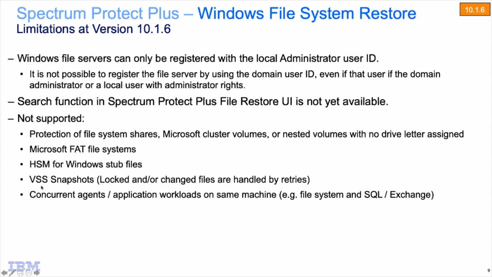I also want to mention how locked and or changed files are dealt with in the Windows File System backup. Basically, we are not doing a VSS snapshot of these Windows file systems. So what's going to happen is if a file is locked or changes during the backup, we are going to retry the file. And if it becomes available, obviously we'll back it up. Or if it doesn't become available after the default number of retries, we will essentially mark that file as failed and not back it up on this particular backup.